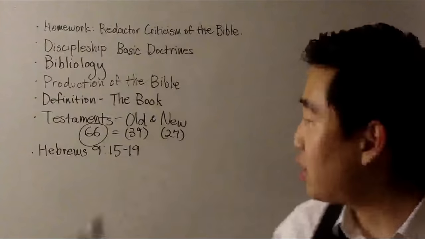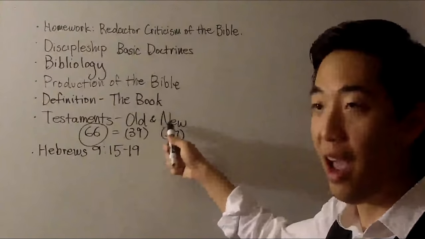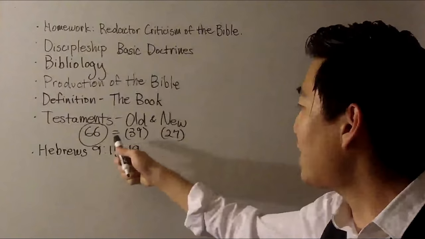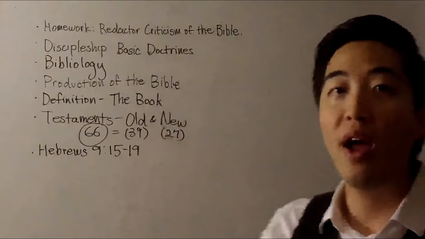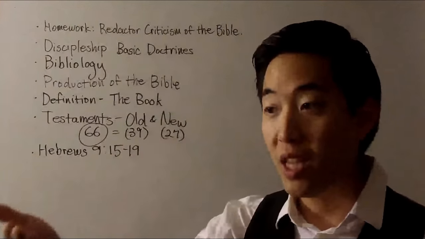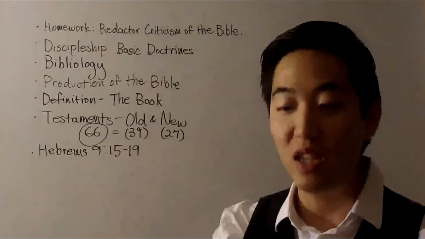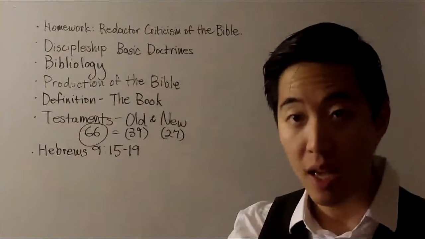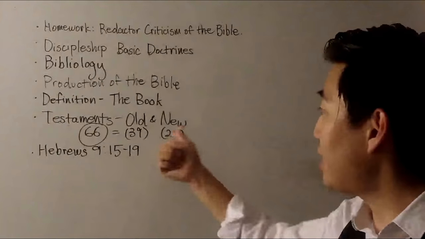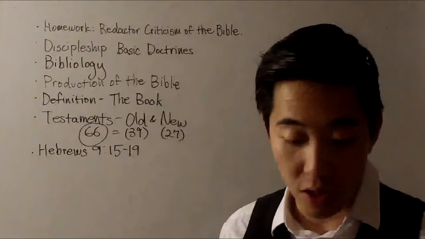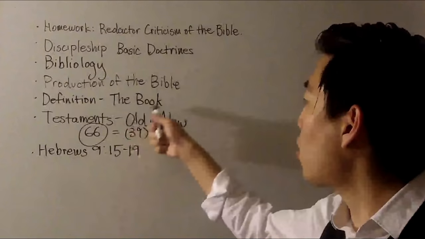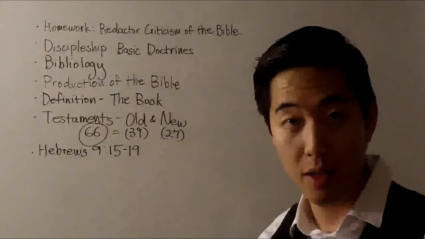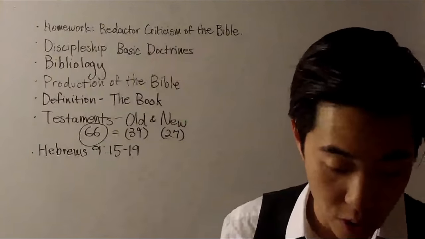So notice that this New Testament cannot even happen until the testator dies. That's why today, when there's a testator who dies and we read his will and testament, that can only occur when the testator dies. Who died? The Lord Jesus Christ. Thus, he can start a brand new testament. See that? That's what's very important to understand.